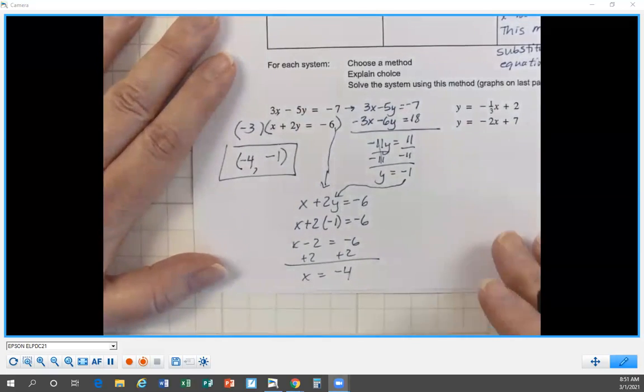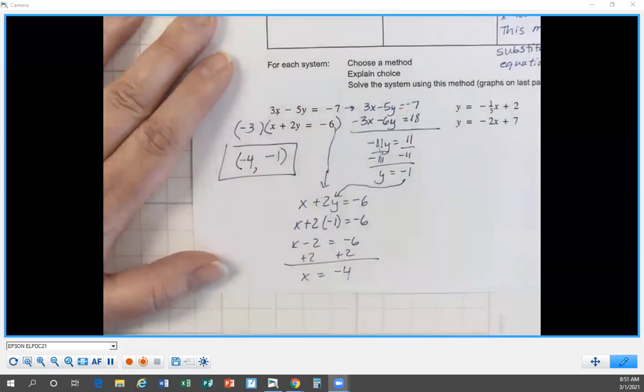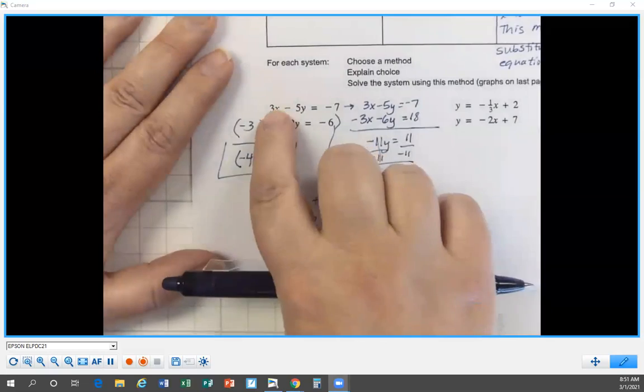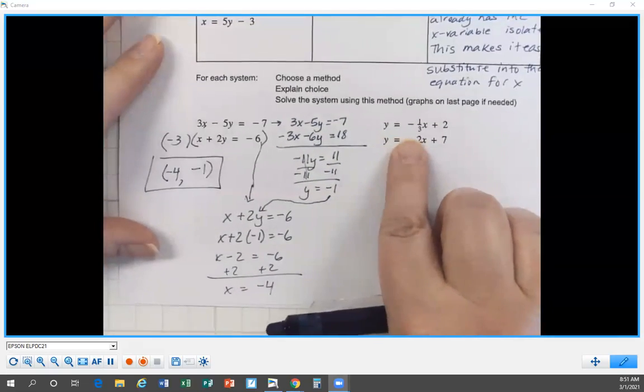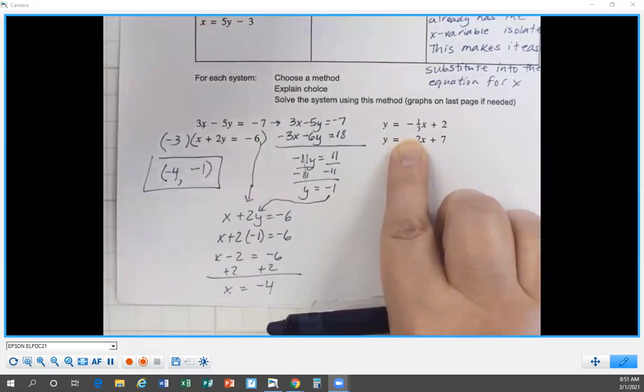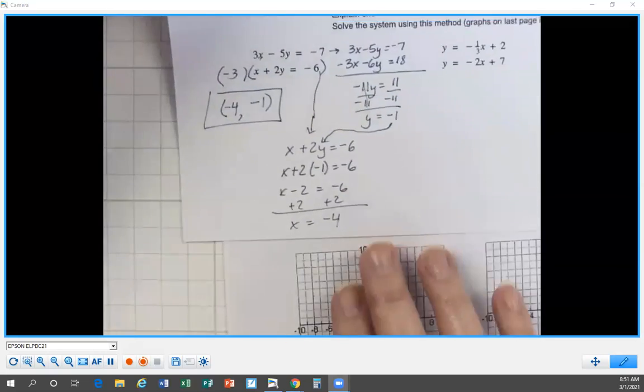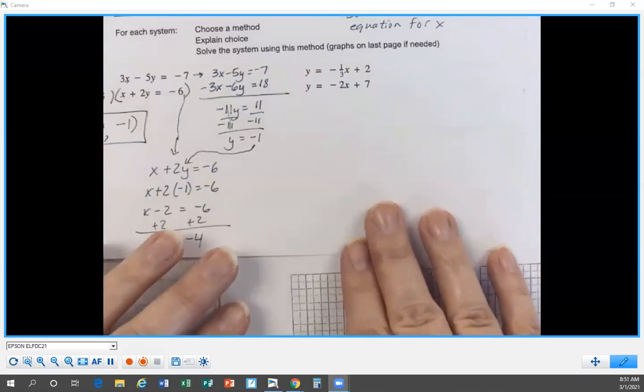Just for sake of making our notes not too long, and I know this answer is correct, I'm going to skip that check step. But again, you should always check it in both equations. Okay, these are both in slope-intercept form. That's very conducive to graphing. So I have some graph paper on the second page for you.